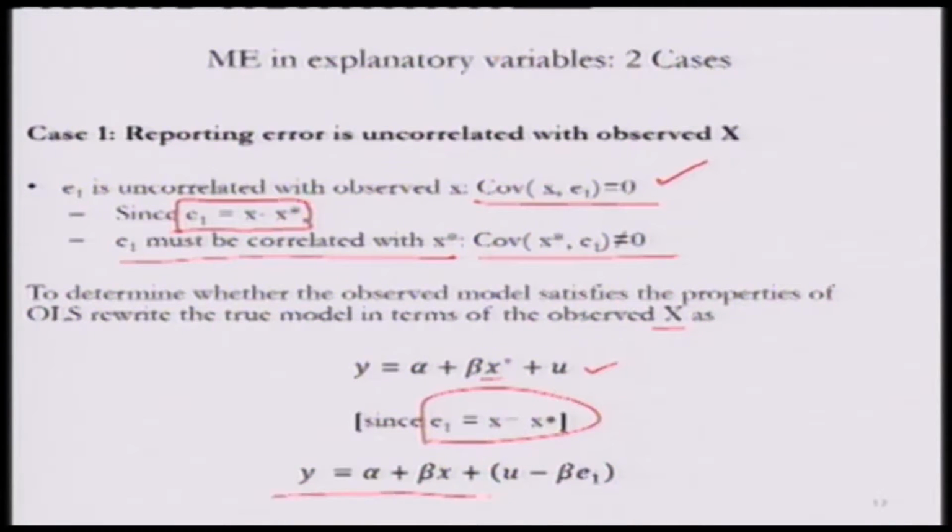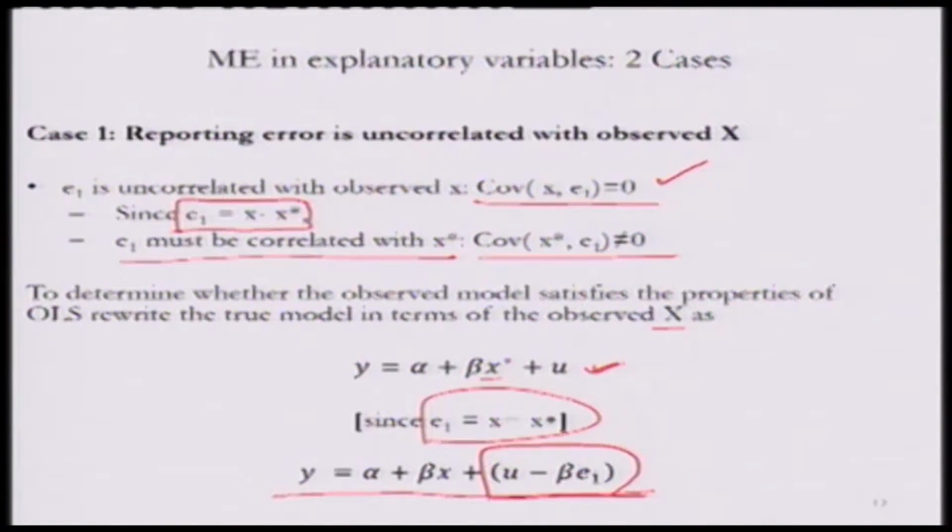So, what we end up with is y as a function of the observed value of x, given by small x, but then we are left with an addition in the error term, which is the negative beta E1. Okay. So, what we are saying here is that if you start from the true model and you incorporate the relationship between the true and the observed value of x, then what you end up with is a different error term.